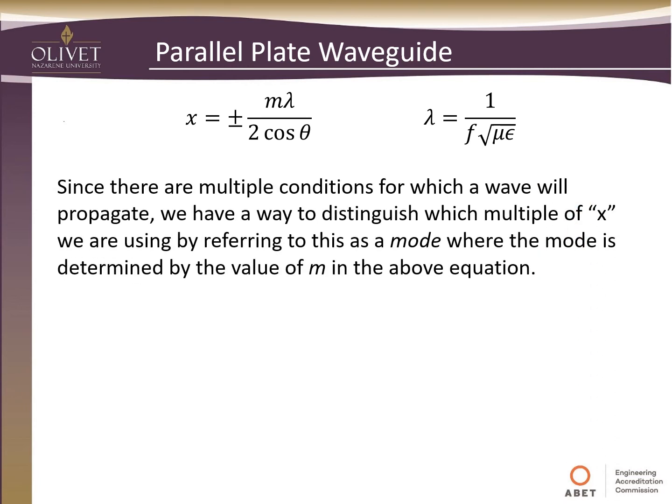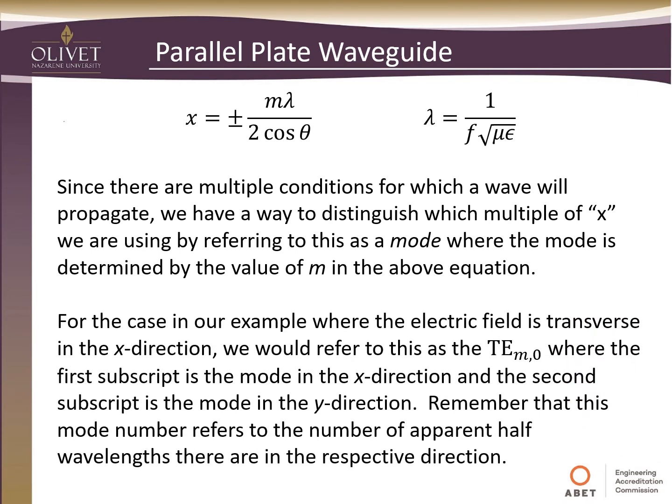So since there are multiple conditions for which a wave will propagate, each one of these M's where we put the plate, adding another half wave, we have a way to distinguish which multiple of x we are using by referring to this as a mode, where the mode is determined by the value M in the above equation. For the case in our example, where the electric field is transverse in the x direction, we would refer to this then as the TEM, 0 mode.